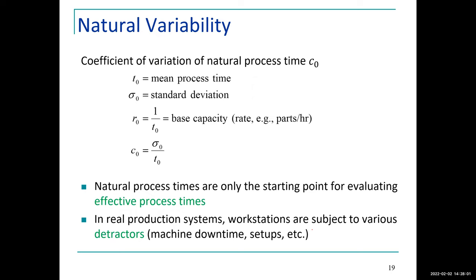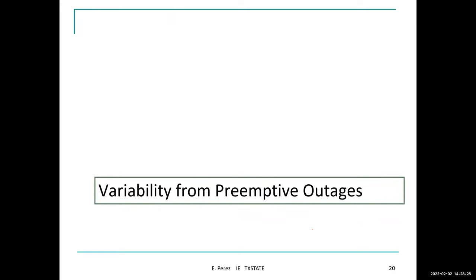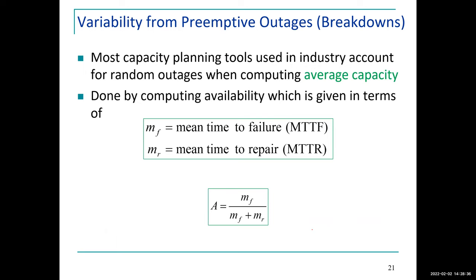So these natural process times are only the starting point for evaluating effective process times. In real production systems, workstations are subject to various detractors, such as machine downtime and setup. So we're gonna look into those as well. So let's look at the variability from preemptive outages. Most capacity planning tools used in industry account for random outages when computing average capacity. These are done by computing the availability, which is given in terms of the mean time to failure, or MTTF, and the mean time to repair, MTTR.